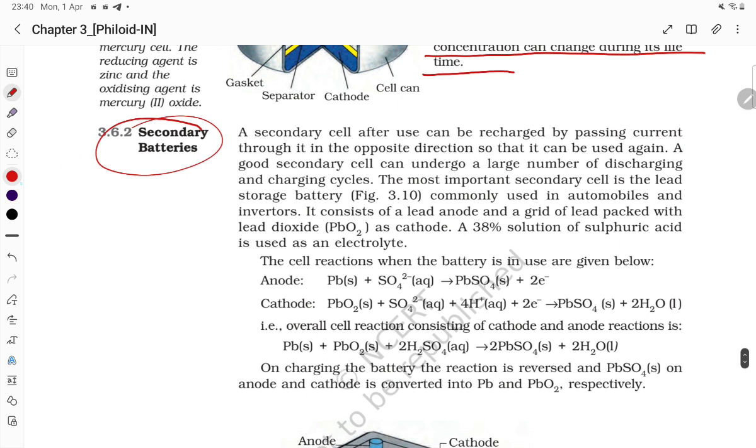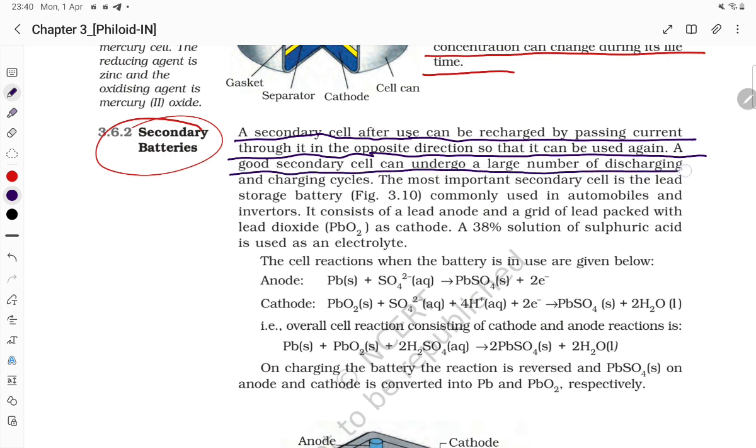Now the secondary battery we have to see. A secondary cell after use can be recharged by passing current through it in the opposite direction so that it can be used again. A good secondary cell can undergo a large number of discharging and charging cycles. The most important secondary cell is the lead storage battery, commonly used in automobiles and inverters.